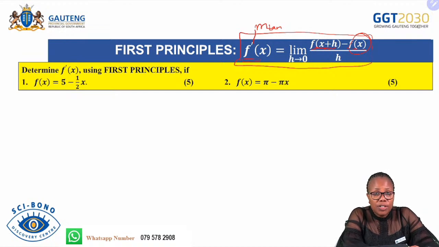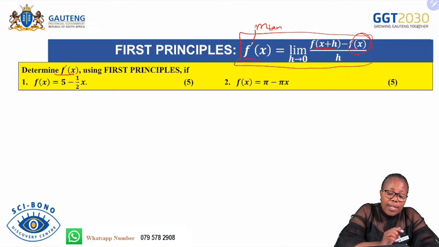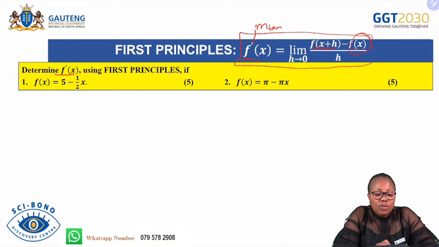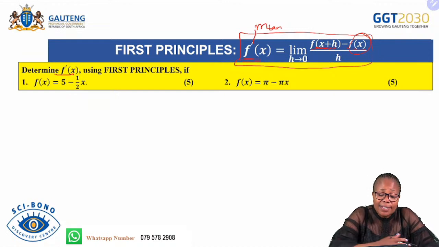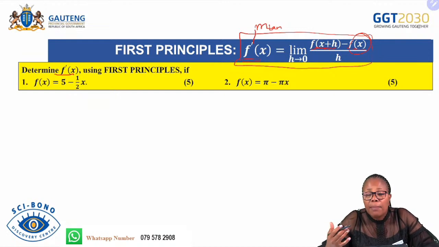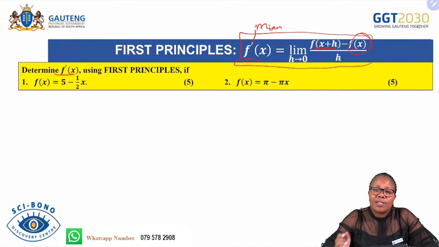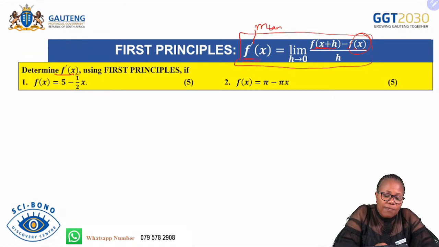Now, let's look at the first example here. Determine the derivative, or the gradient of a tangent, using first principles if f(x) equals 5 minus half x. Grade 12, your answer will always be the coefficient of x. You can predict your final answer by looking at the f(x) equation that is given. Your answer in this case will always be the coefficient of x.